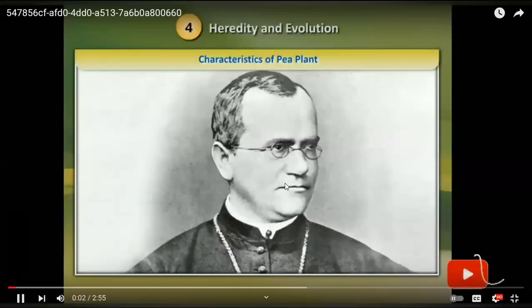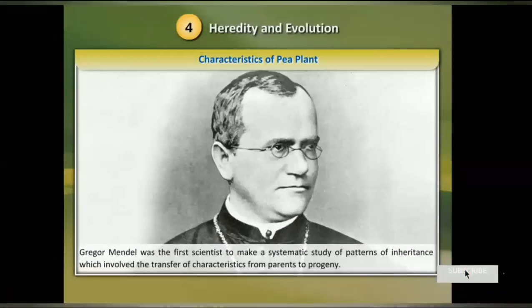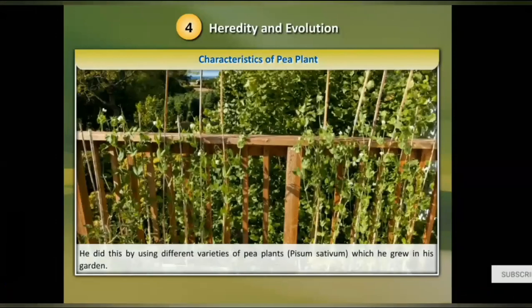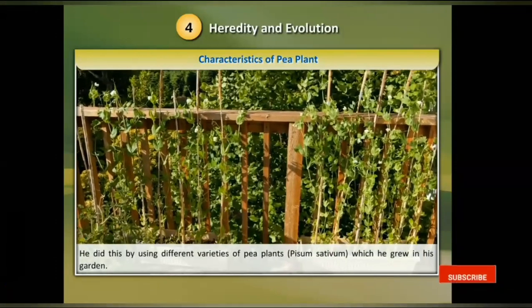Gregor Mendel was the first scientist to make a systematic study of patterns of inheritance, which involved the transfer of characteristics from parents to progeny. He did this by using different varieties of pea plants, Pisum sativum, which he grew in his garden.